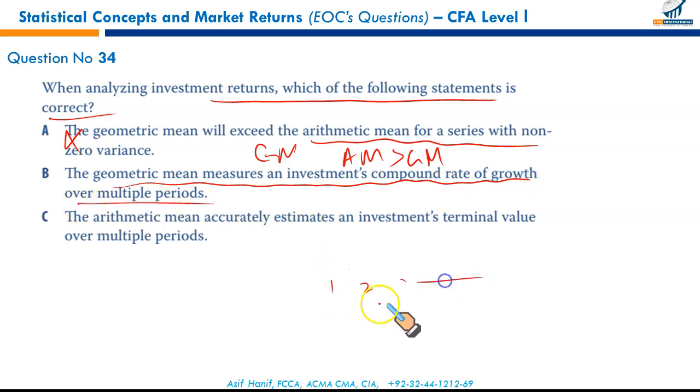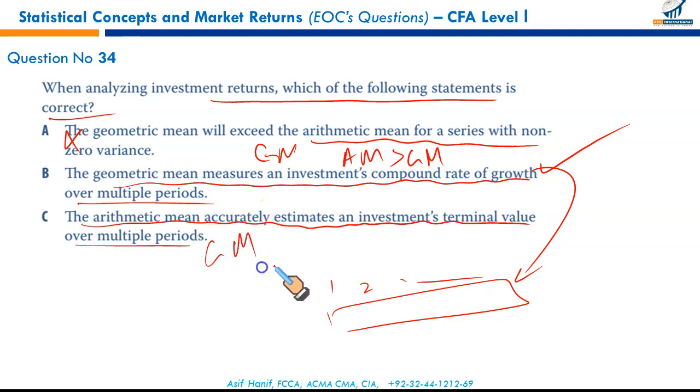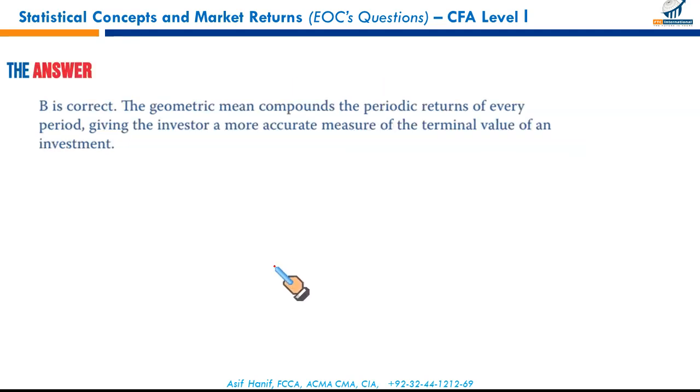You have period 1, 2, 3, 4. If you want to calculate the average of an extended period, you need to calculate the compound rate of growth. For that, GM is the best. That's what we discussed in the last LOS. It appears to be the correct option. Let's see option C. The arithmetic mean accurately estimates an investment terminal value over multiple periods. No. For this we use geometric mean. So that makes B to be the correct option.